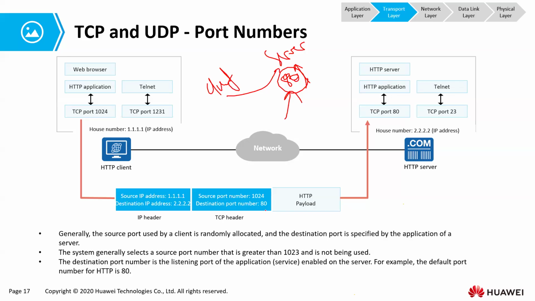80, that's one. Which other ones do we know? 20 and 21: if I'm trying to access anything via FTP, I use 20 and 21. 22 is SSH, 23 is Telnet, 25 is SMTP, 67 is DHCP, and DNS should be 53. You need to be familiar with some of those port numbers for the specific applications or protocols that we use.